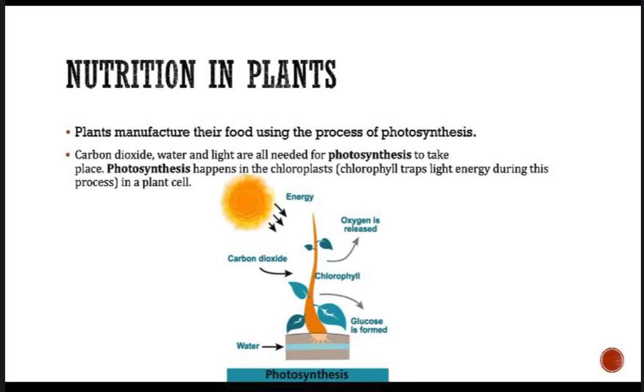So on this screen, you can see that carbon dioxide, water, and light are all needed for photosynthesis to take place. And photosynthesis happens in the chloroplast. So chloroplasts are organelles that have the pigment chlorophyll that traps light energy during photosynthesis in a plant cell. So here you can see a little diagram showing what are the gases needed for photosynthesis and what are the gases involved in photosynthesis, which one is released and which one is taken in.